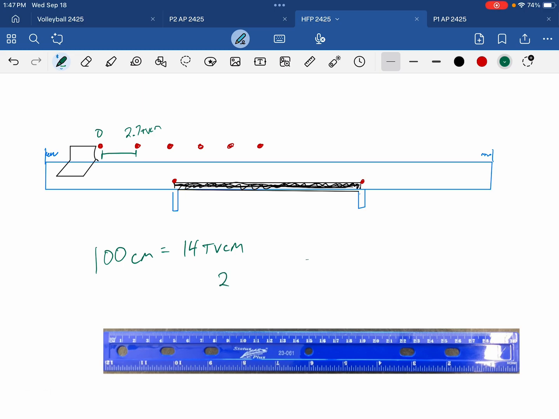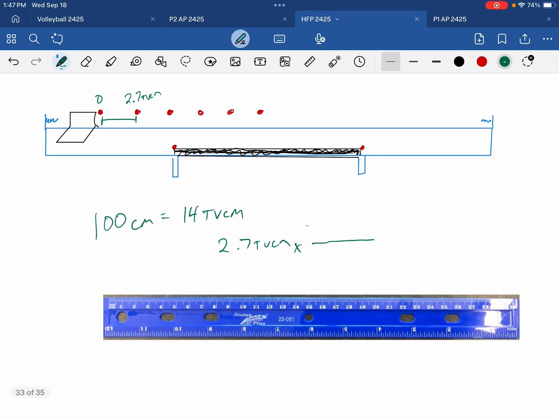So I would start by saying 2.7 TV centimeters. That's my data. And I'm going to multiply that by a fraction, and that fraction is going to be equal to 1. We talked about this in class a little bit. The fraction is going to change the units for us. And what we want is to put TV centimeters on the bottom so that the units will go away, and real centimeters on top, that's what we're going to keep. And now I want the top and the bottom of the fraction to be equal to each other, so that the fraction is equal to 1. So I know that 100 centimeters equals 14 TV centimeters.